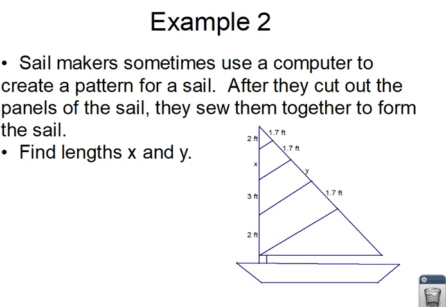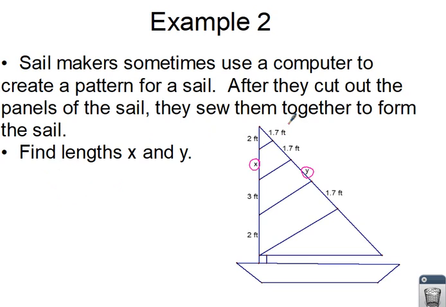Okay, so for example, this is a sailboat, and sailmakers sometimes use a computer to create a pattern for a sail. So the computer, they set it up, they cut out the panels of the sail, and then they have it sewn together to form the sail. We need to know what X is and what Y is. If you notice, on the right side, everything's 1.7 except we don't know what Y is. On the left side, they're not all 2. So then we're not really sure what X and Y have to be just yet.